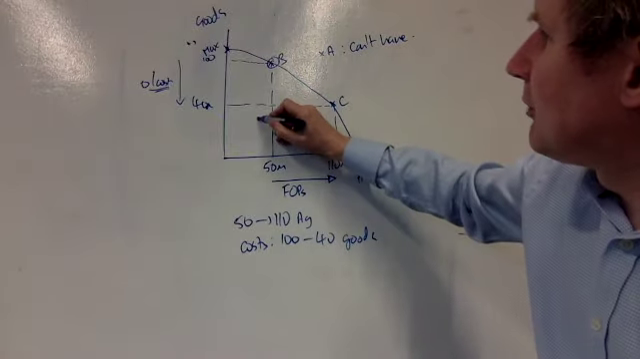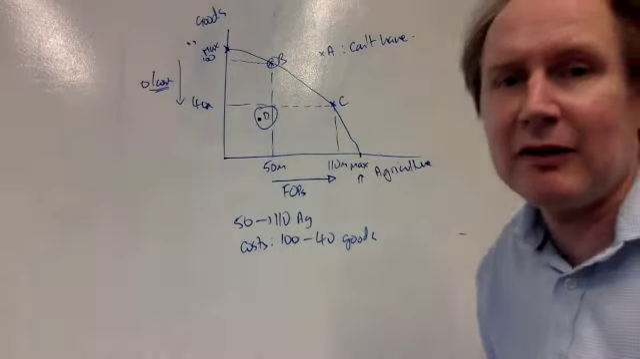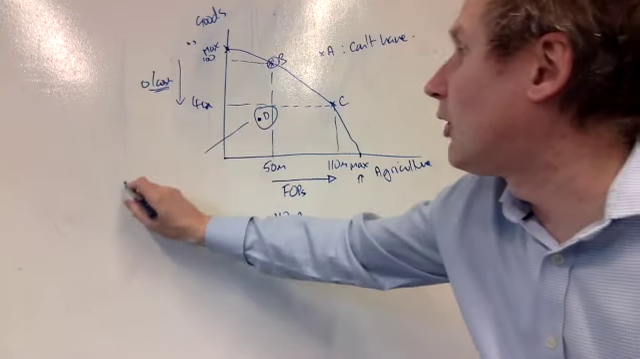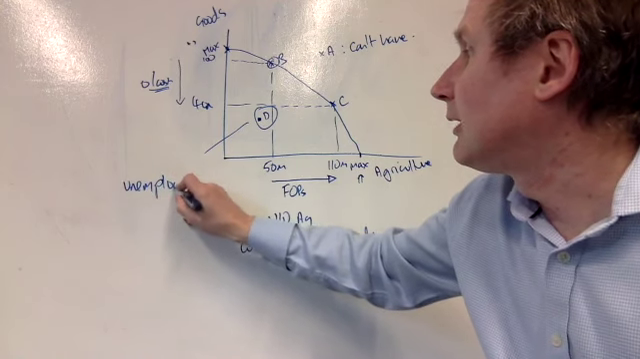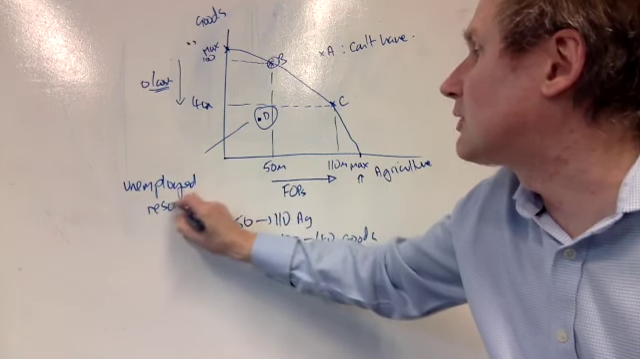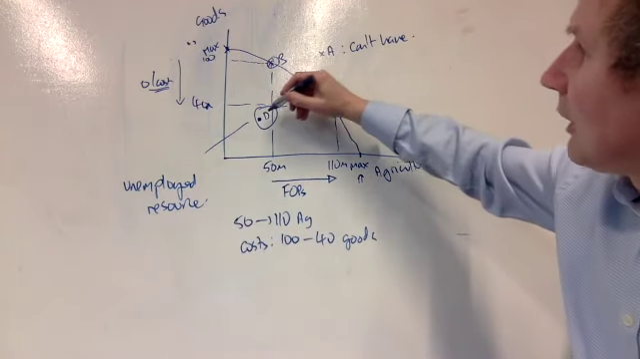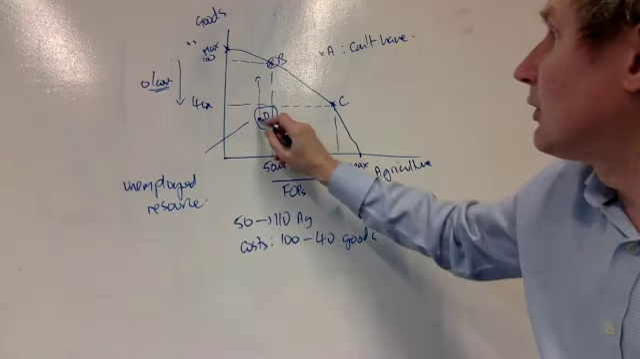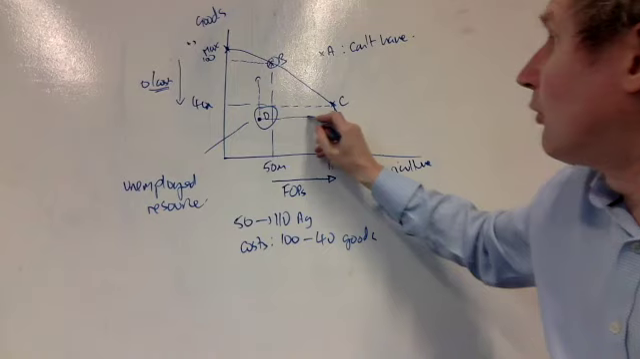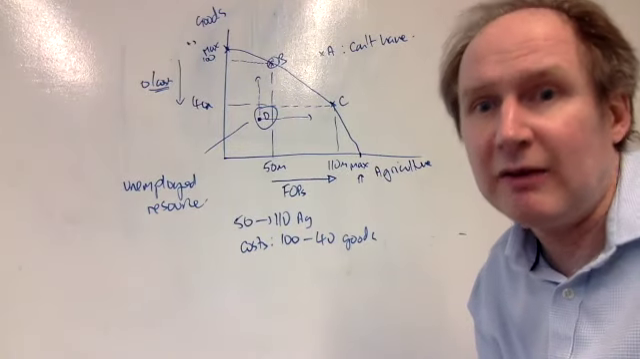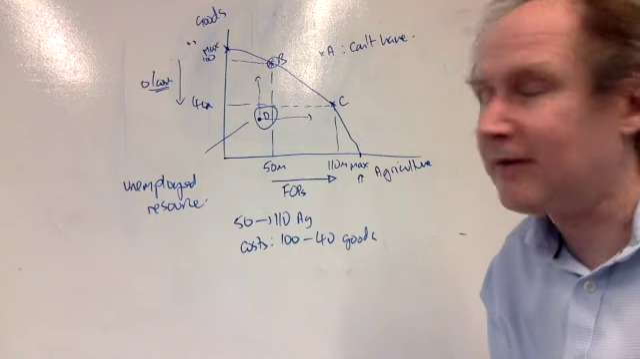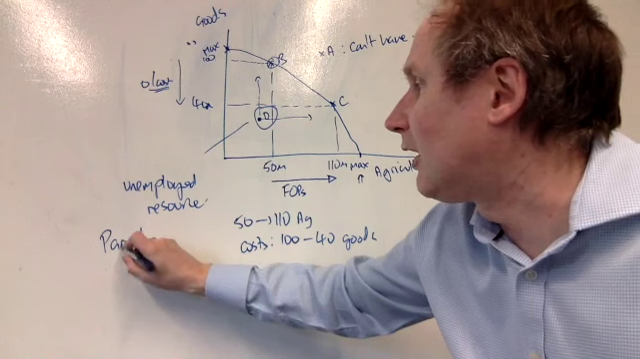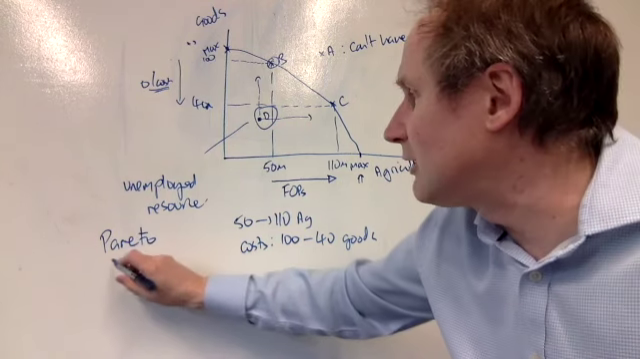It's also possible to be at a point such as D. But D is pretty undesirable. D represents a situation where there are unemployed resources. It's a pretty inefficient situation, is D, because we could have more goods without having less agriculture. Or we could have more agriculture without having fewer goods. We could expand at zero opportunity cost. And that situation is known as being Pareto, P-A-R-E-T-O, inefficient.